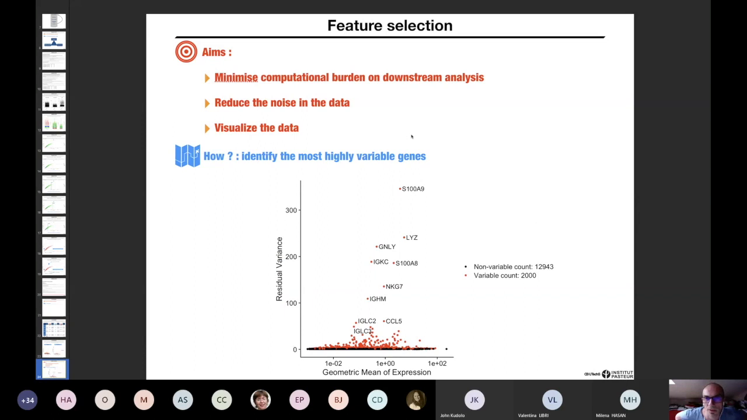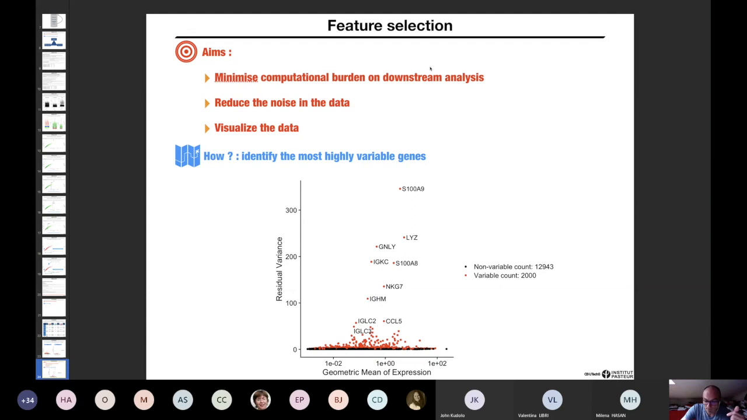So after the normalization step, we have the feature selection. Why do we need to select the features? By features, I mean the genes, because many of the genes in the genome will not be informative for a given dataset. And many will mostly have zero counts. That's related to what we call the sparsity of the data.